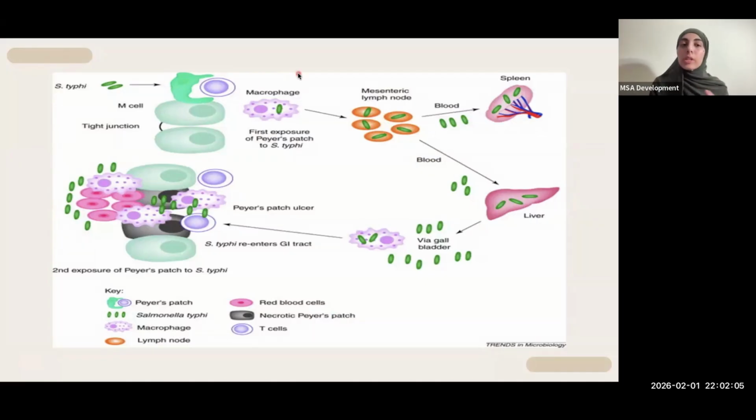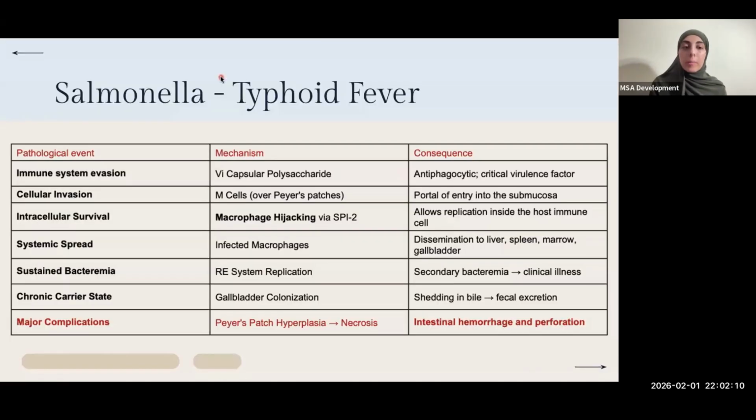Remember, which bacteria also enter through the M cell? Shigella. So Shigella and Salmonella both will enter into the M cell. And again, it goes into the macrophage, does not allow it to destroy it. Then it will spread systemically, okay? So it will infect the macrophage and go through the blood. We get the bacteremia, and then it will go to liver, spleen, bone marrow, gallbladder, basically the reticuloendothelial system. Then you get sustained bacteremia. So it's kind of just always going through the blood and the reticuloendothelial system. It's replicating there, it's living there, doing all that.